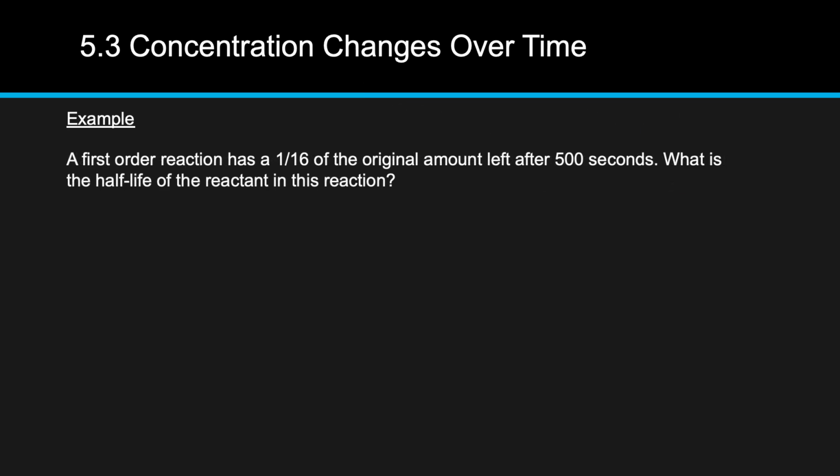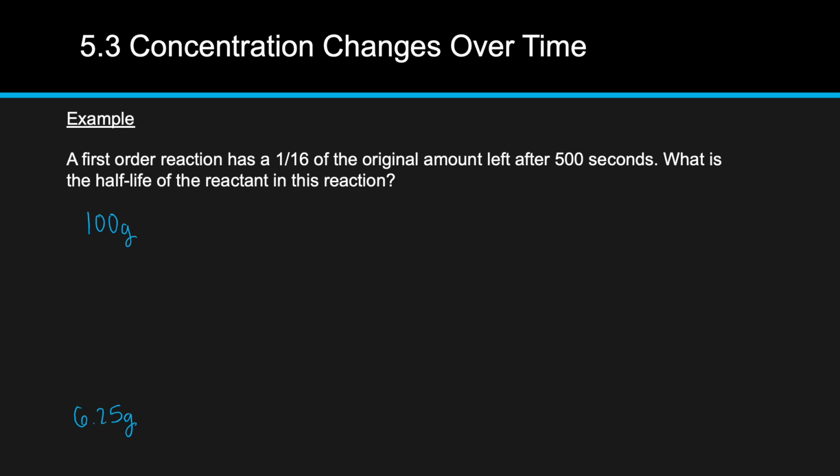Okay, and then our last example for this lesson is about half-life. A first order reaction has 1/16 of the original amount left after 500 seconds. What is the half-life of the reactant in this reaction? So let's just do very simple numbers. Let's say we started out with 100 grams, and we know that 1/16 of 100 grams is going to be 6.25 grams. And again, you could just take 100 and divide it by 16, and it's 6.25.